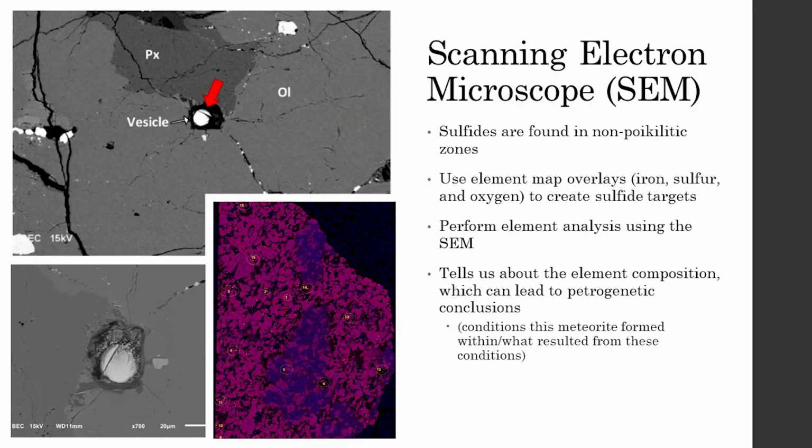Getting all of this geochemical data back can lead to petrogenetic conclusions about what this rock had undergone, what conditions it had formed under, and things like that, as well as potential conditions that relate to life being able to survive on Mars.